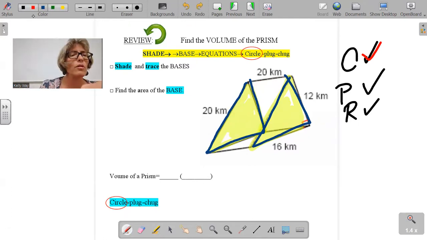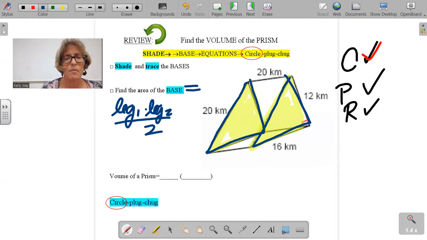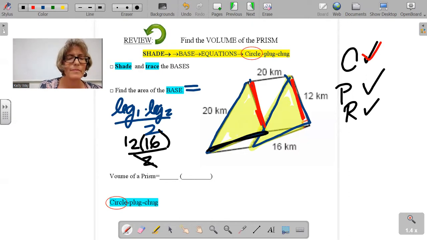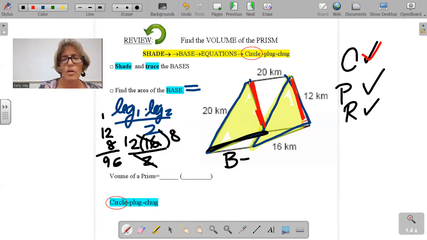So we have a right triangle. Leg times leg over 2 is your right triangle. So we come here, one leg is 12. 16 is the other leg, over 2. So we get our base here is 96 km squared.